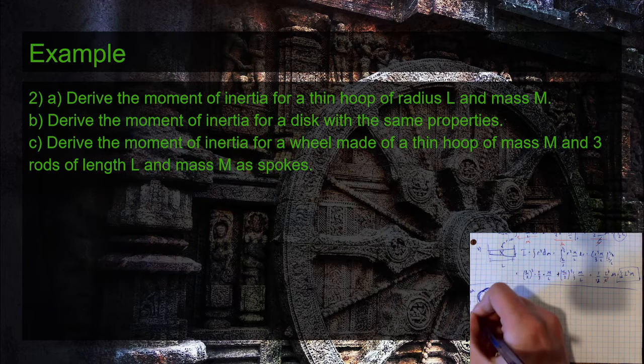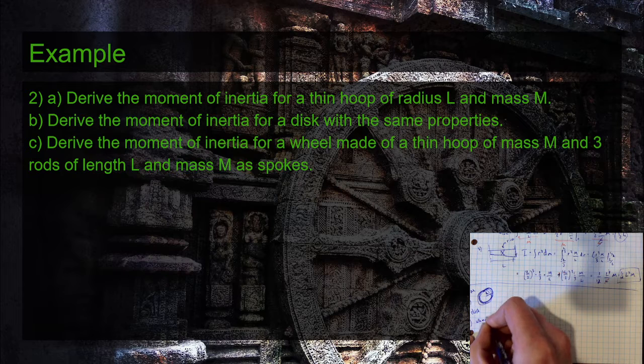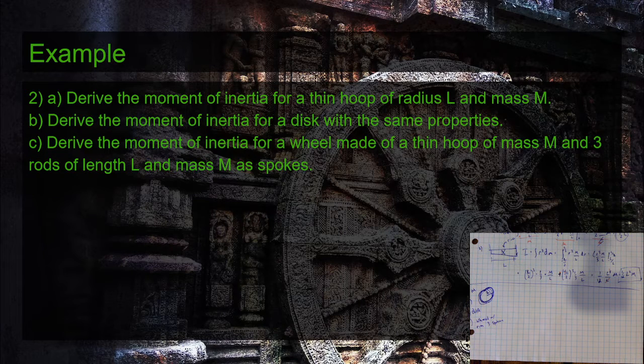For B, it'll be a disk. For C, it'll be a wheel with a rim and 3 spokes, which I just realized we don't actually have the equation to do yet. So we're going to hold off on this one and put it as part C to question 3, which will give us the equation to do this.